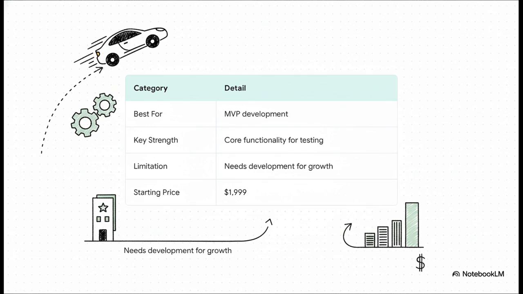It's ideal for building what's called a minimum viable product, or an MVP. Its strength is giving you just the core features you need to test your business idea in the real world with real customers. The limitation is similar, though. For that long-term growth, you're going to need more development later on.